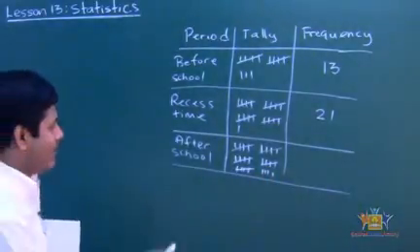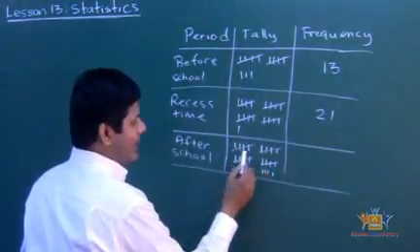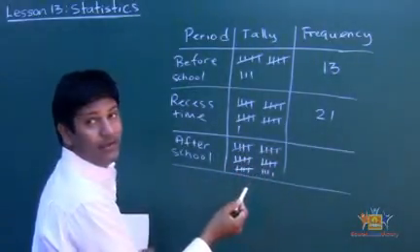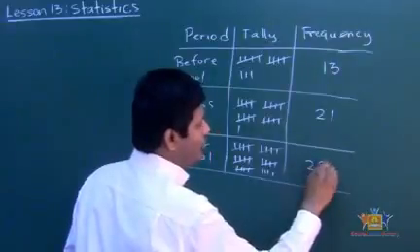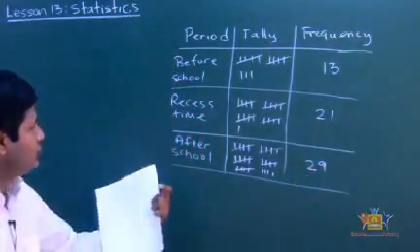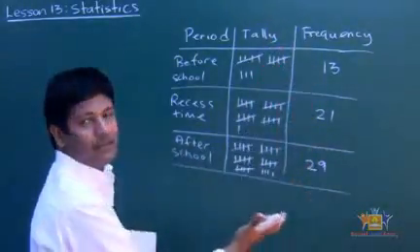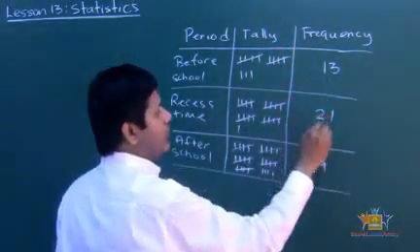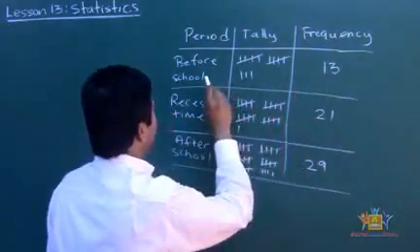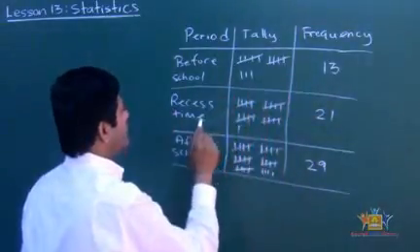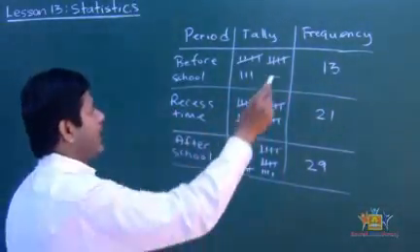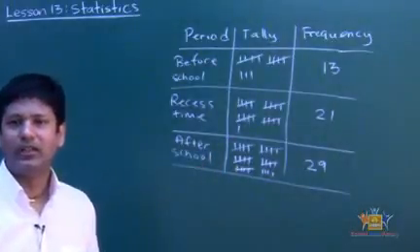Pretty easy, isn't it? By putting the line. Now you know what? 10, 20, 25, 29. So 29 students use the library after school. Now these are the data. Each of these is called a frequency: the frequency for before school, the frequency during the recess time, and the frequency after school.